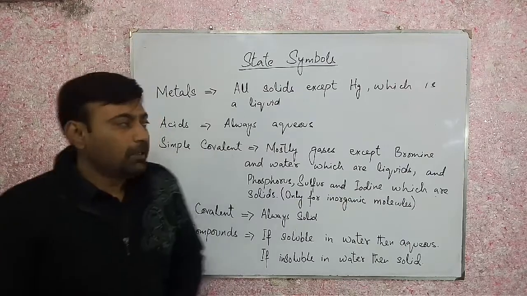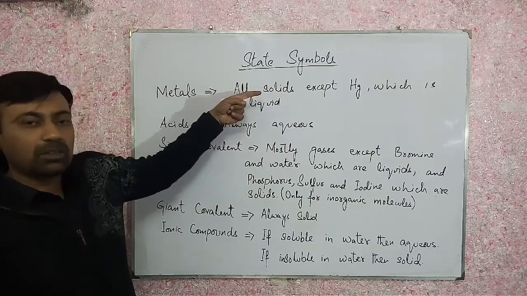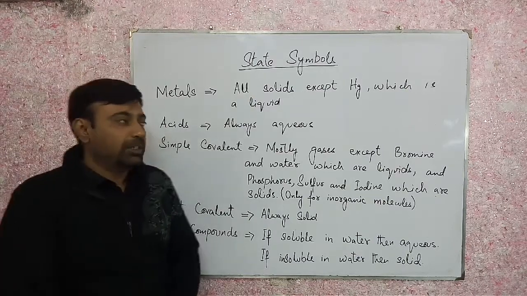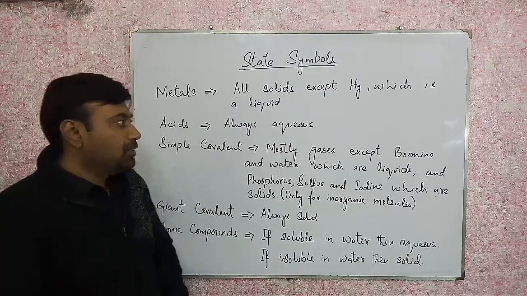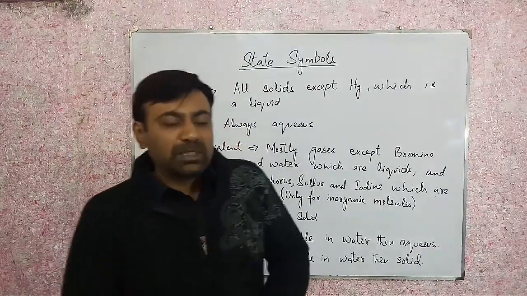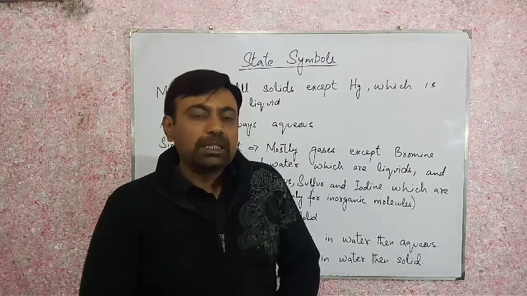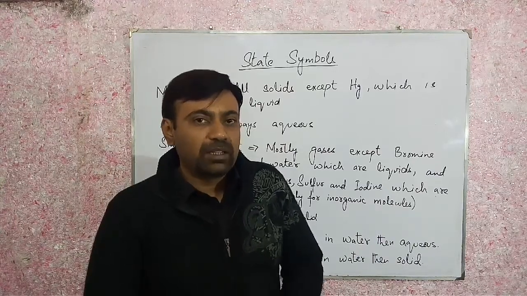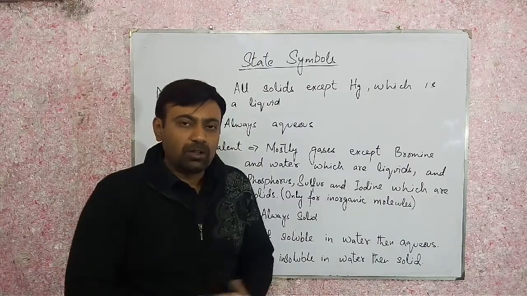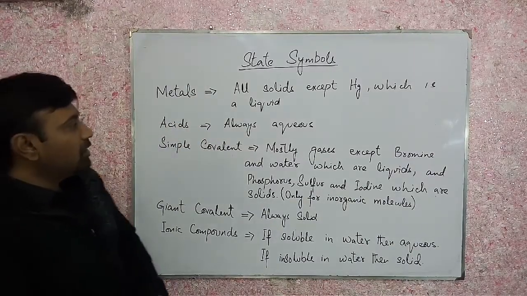If the substance is a metal, you have to put the state symbol solid, because all metals are solids except mercury, which is a liquid. All metals are solid at room temperature. I'm talking about the room temperature and ordinary conditions. For specific reactions in which conditions are very different, these state symbols might not be effective. I am just giving a demonstration of the state symbols under ordinary conditions, room conditions. Okay, so all metals will be solids except mercury, which is a liquid.